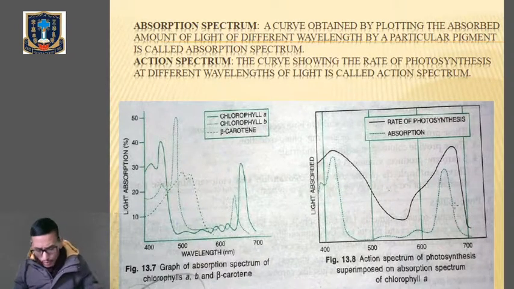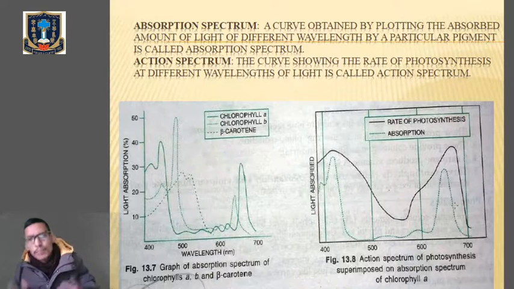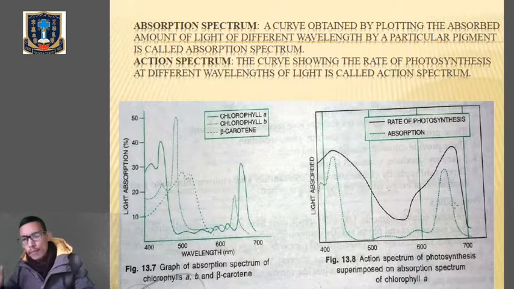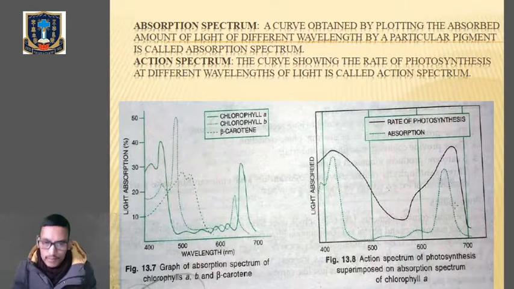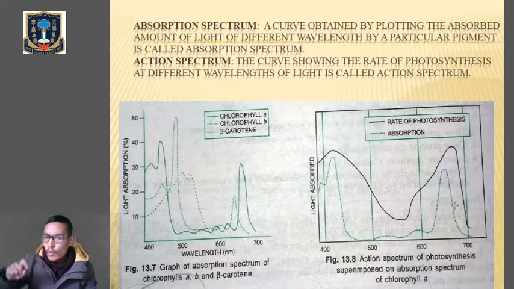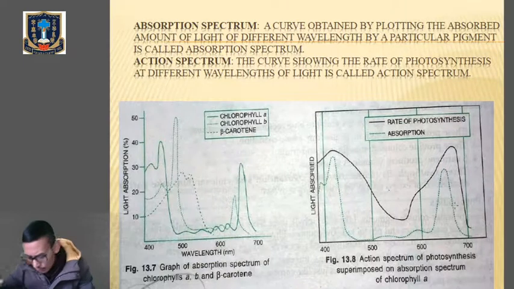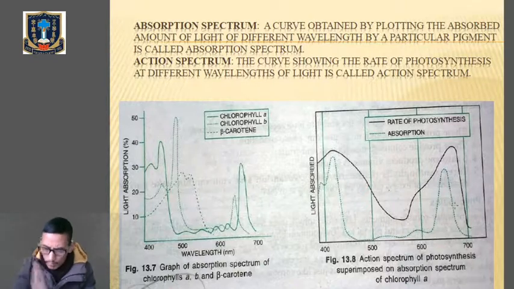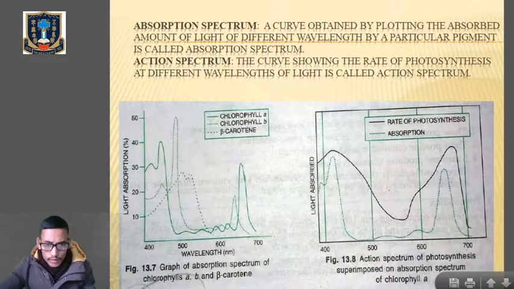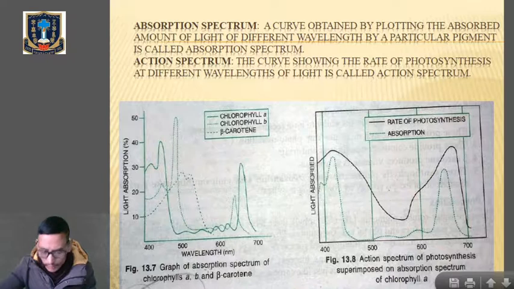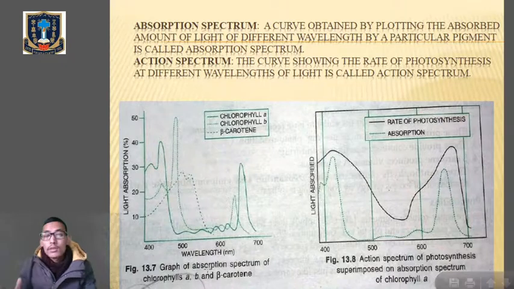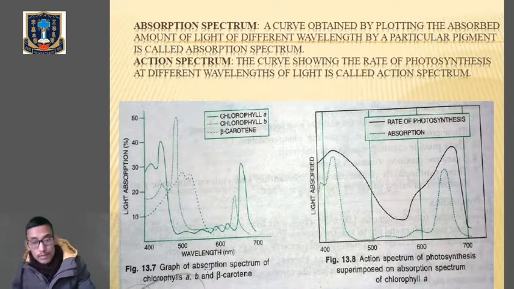Different photosynthetic pigments that help in photosynthesis absorb light of different wavelengths, and this can be shown in a graph. We can see it in figure number 13.7, the graph that shows the light being absorbed at different wavelengths. So here we are going to discuss the terms absorption spectrum and action spectrum.